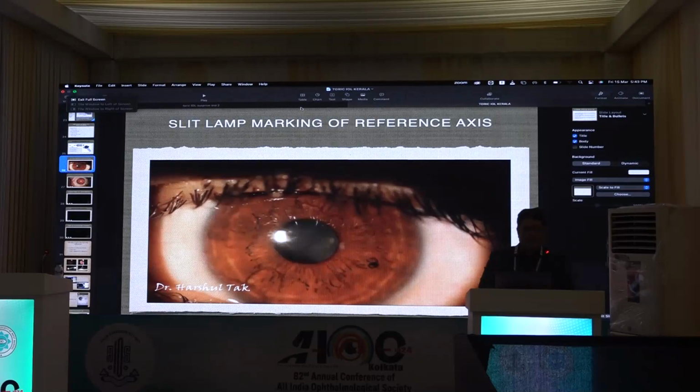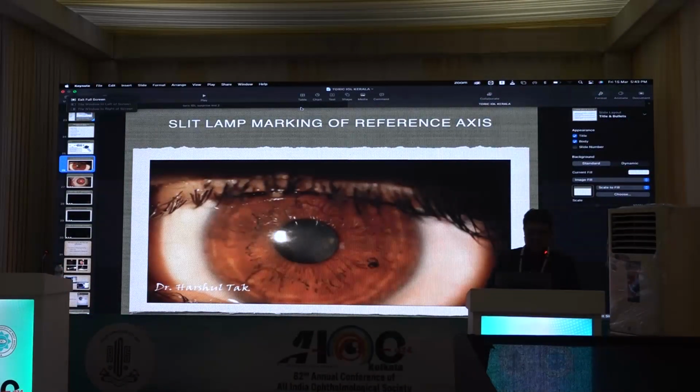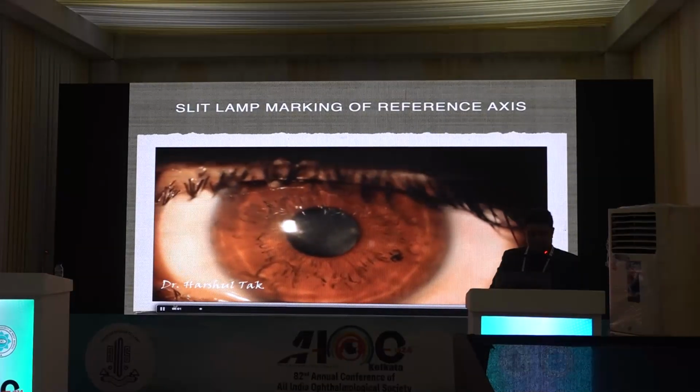Okay, right. So before I start, I'd like to show two slides here, because this topic is so close to my heart. So this is the way, as Dr. Rajesh mentioned, and for the benefit of the youngsters, that how do we mark on slit lamp. So I just want to show one video here.